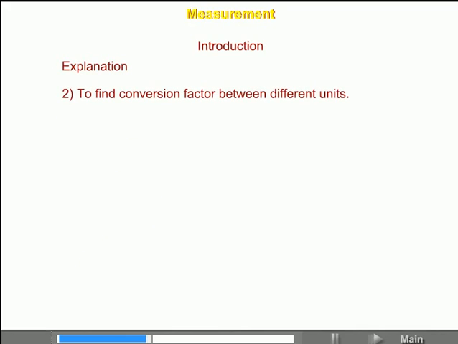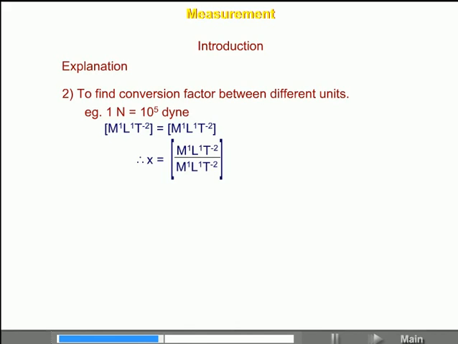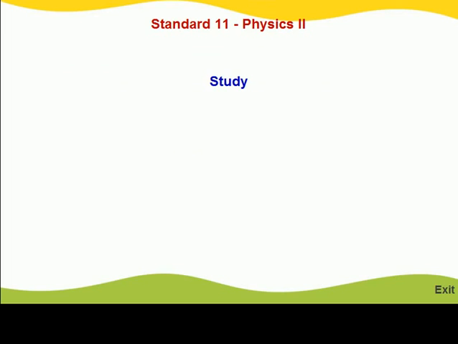To find conversion factor between different units. Example: 1 Newton is equal to 10 raised to 5 dyne. M raised to 1, L raised to 1, T raised to minus 2 is equal to x into M raised to 1, L raised to 1, T raised to minus 2. Therefore, x is equal to M raised to 1, L raised to 1, T raised to minus 2 upon M raised to 1, L raised to 1, T raised to minus 2.